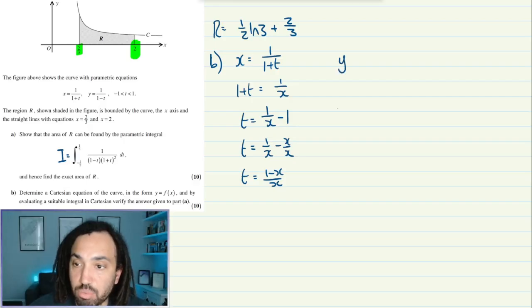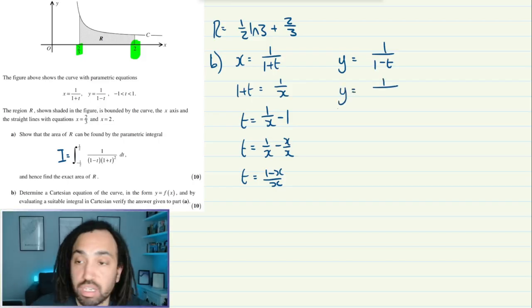Okay, now let's look at the y and let's substitute in for t. So this is going to be 1 over 1 minus x over x.